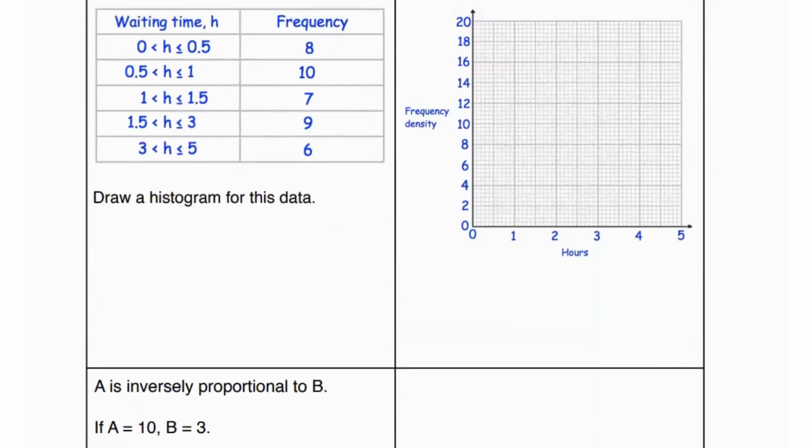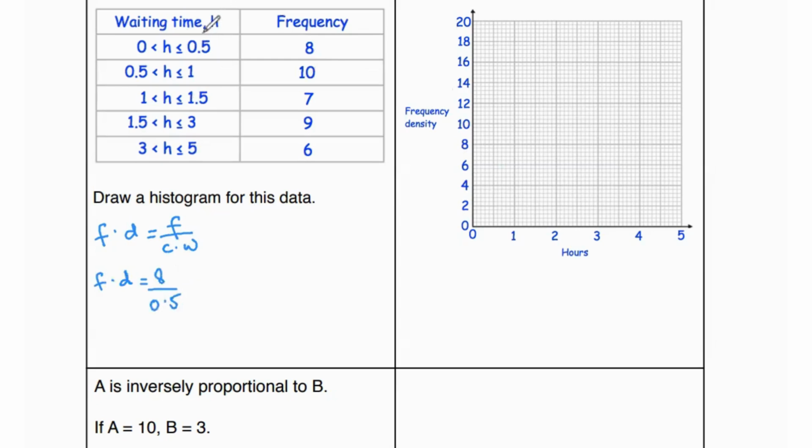Next question says draw a histogram for this data. So we have the class intervals for waiting time, and we have the corresponding frequency. In a histogram, as you can see, the y-axis has the frequency density, not the frequency values. So we use the frequency and class width to find the frequency density for each interval. Frequency density has the formula of frequency over class width. For the first one, it's going to be 8 over 0.5.